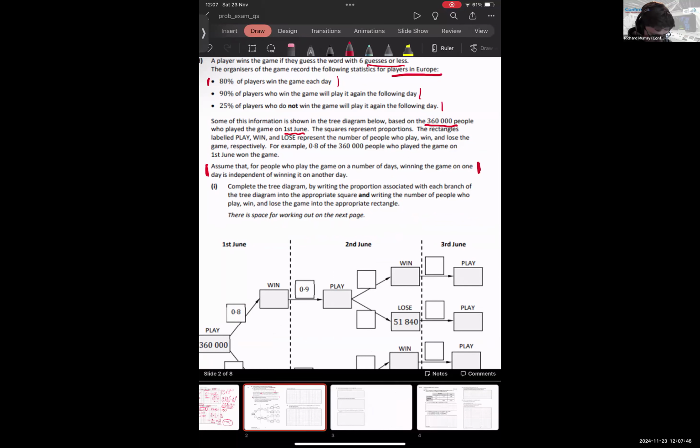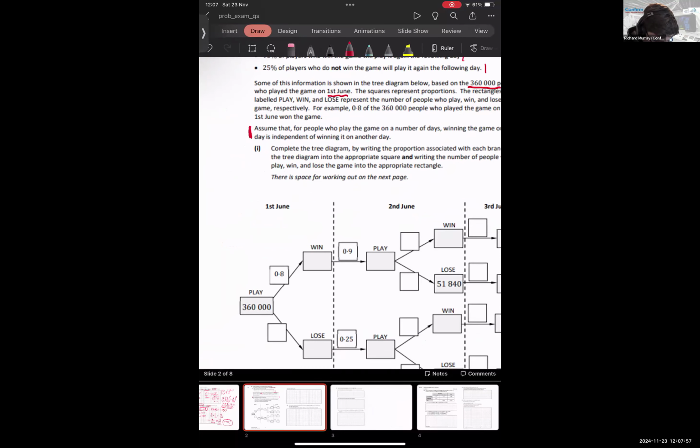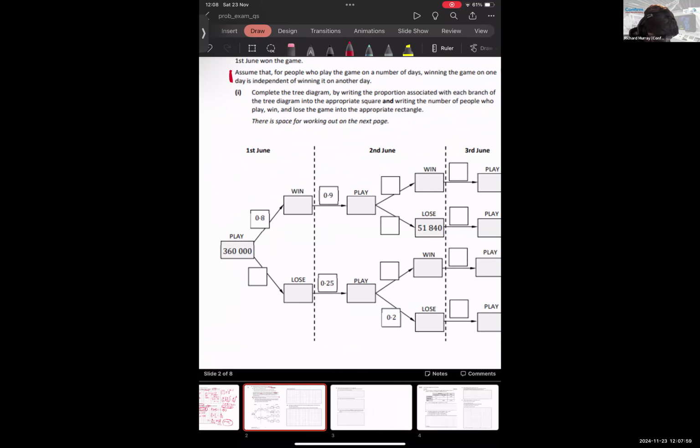So the first part of our question is: complete the tree diagram by writing the proportion associated with each branch of the tree diagram into the appropriate square, and writing the number of people who play, win, and lose the game in the appropriate rectangle. This is one where you're just doing a lot of arithmetic to complete it through.